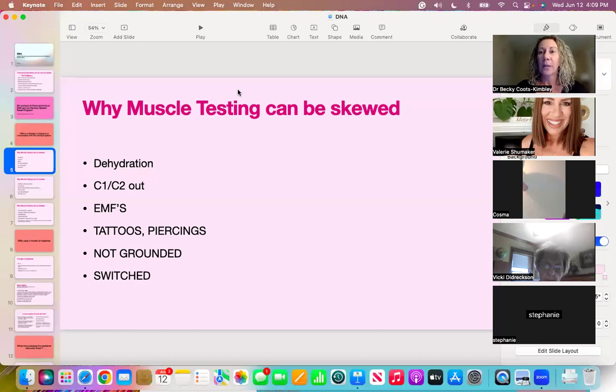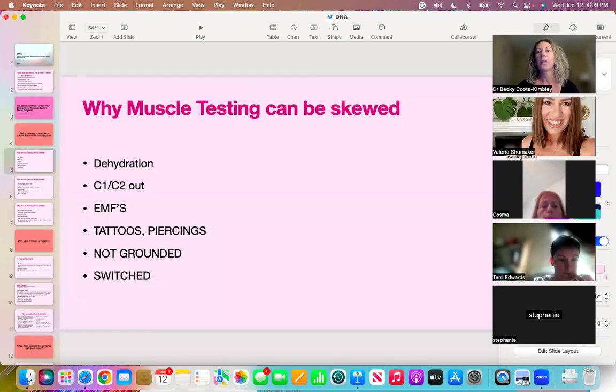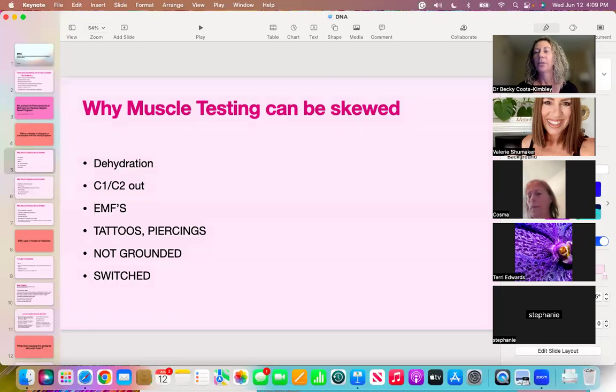There are multiple reasons why muscle testing can be skewed. And this list is probably not exhaustive, but we're going to go over some of the basic ones. You could be dehydrated. So as I'm going through these, think about what you do during the day when you're with your clients or you're muscle testing yourself. So dehydration is a factor that can lead to a skewed muscle response test. Maybe your upper cervical, your C1, C2 vertebrae, is out of alignment. That could be another reason.